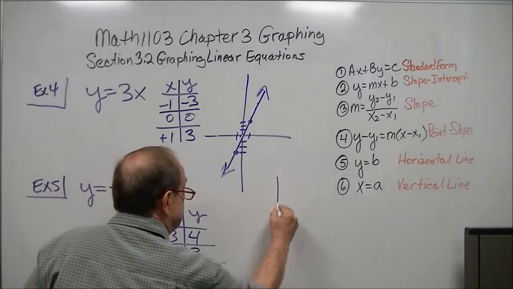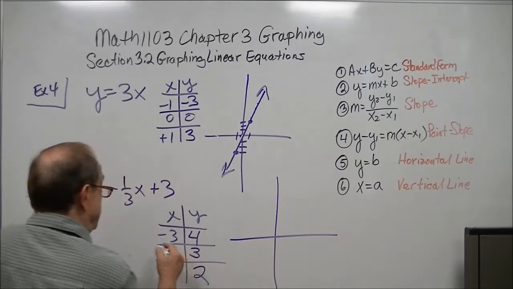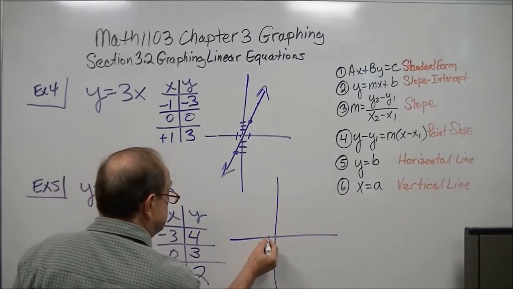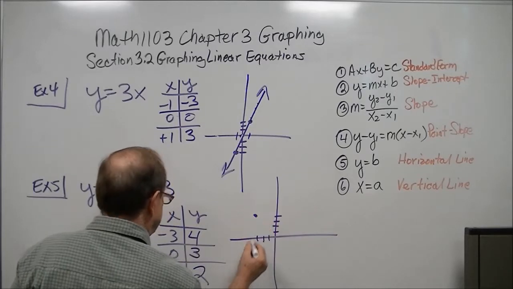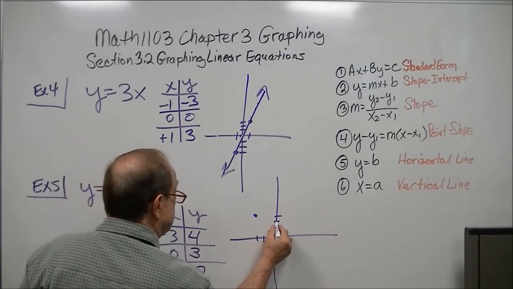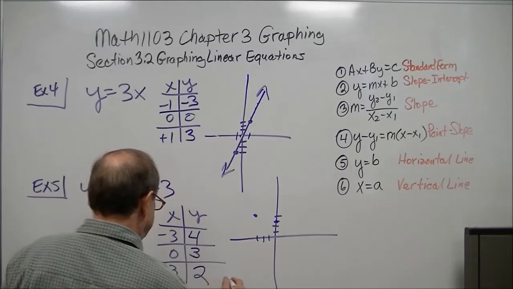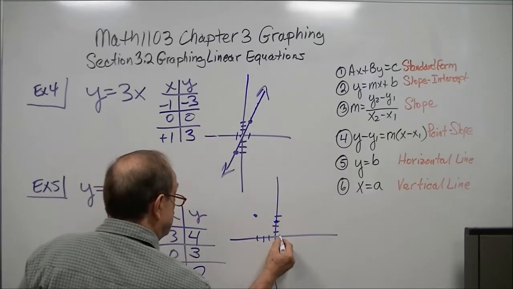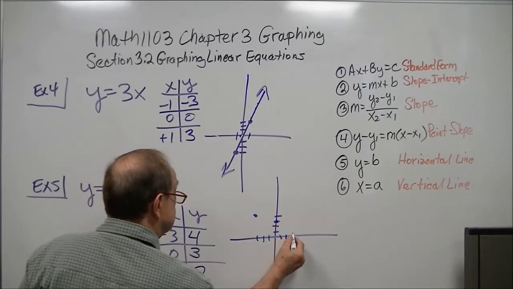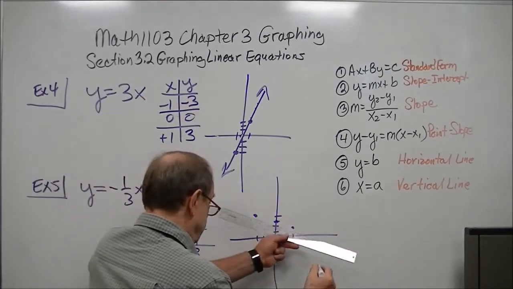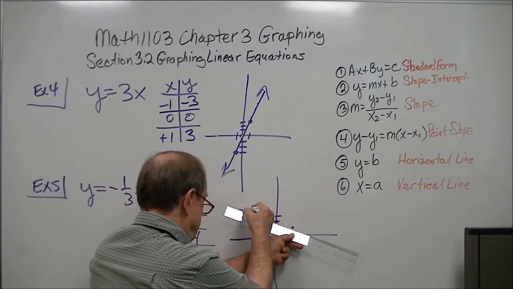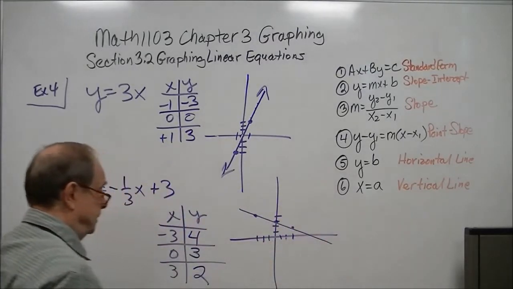And the same thing here. A -3, 4. So 1, 2, 3, 1, 2, 3, 4. About there, 0, 3, and 3, 2. 1, 2, 3, 2. And again, we get a nice line. Off just a little bit there.